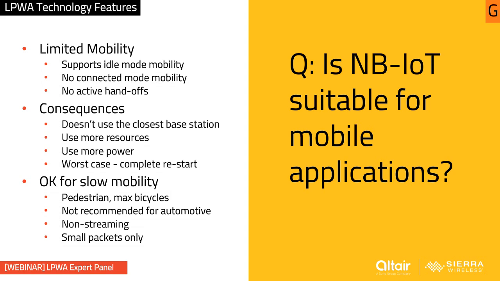So that, again, uses more resources and more power. So the net of it is, NB-IoT is okay for what I call slow mobility, pedestrians, bikes. Definitely not for cars, and also not for streaming. You've got to keep the connections short. So hopefully that answers the question.